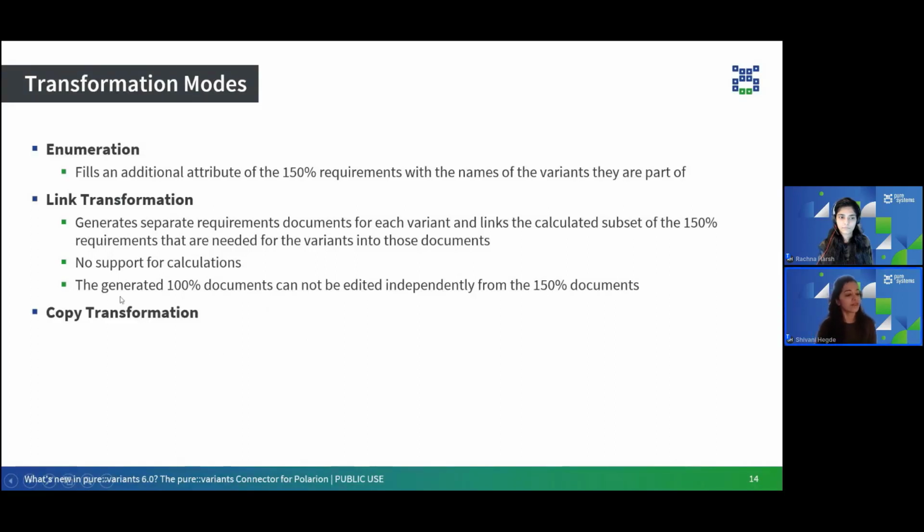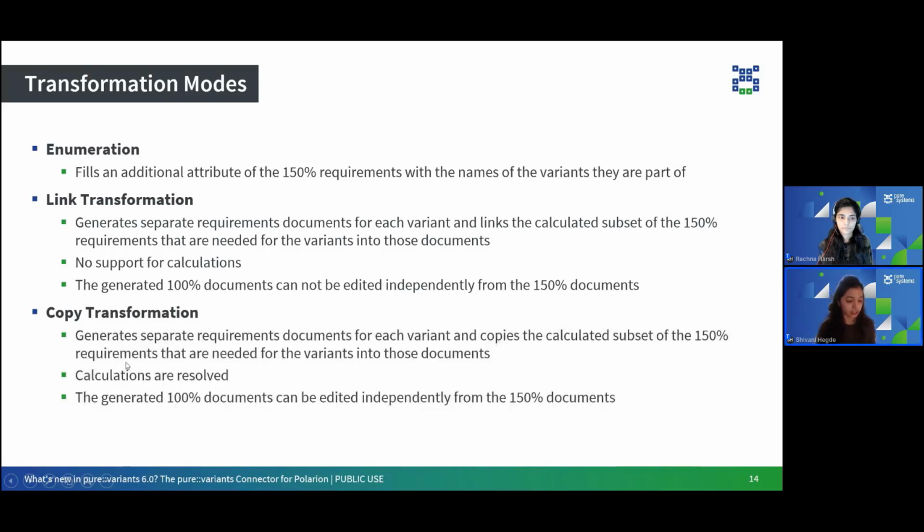Then moving on, we have the next transformation mode, that is the copy transformation. In copy transformation, we generate variant specific modules with copies of requirements that are needed for those variants. So here, calculations defined in the superset document are replaced by values in the variant specific copies. Moreover, you end up with a distinct variant specific instantiation of your Polarion document, which you may adjust manually later on. So now, having given a brief introduction to the different transformation modes, let's have a look at them one by one.